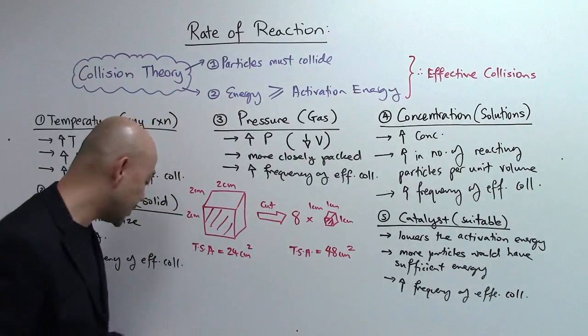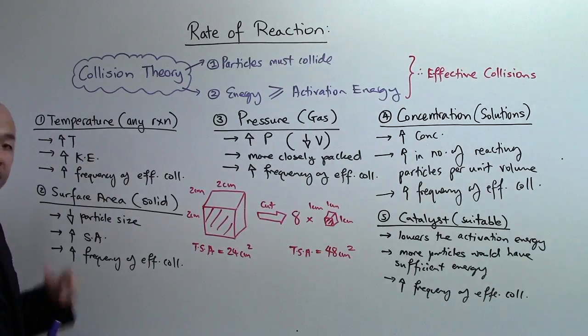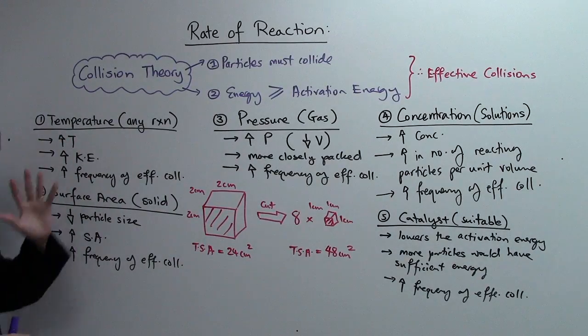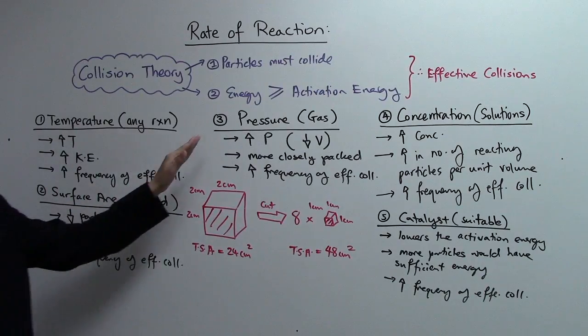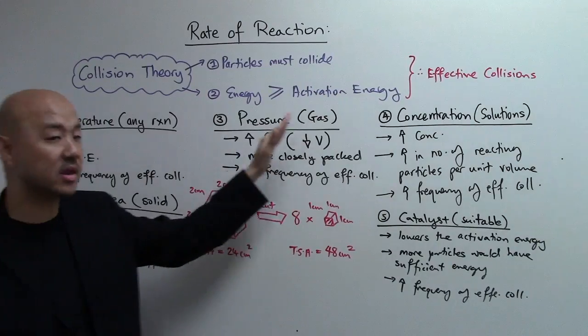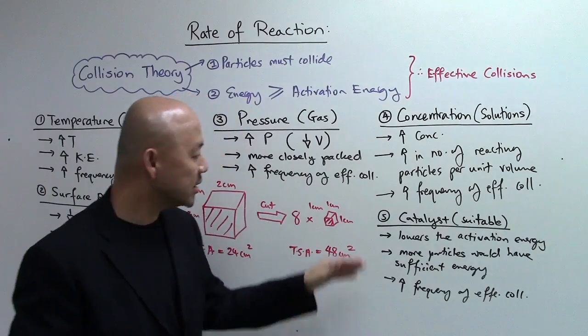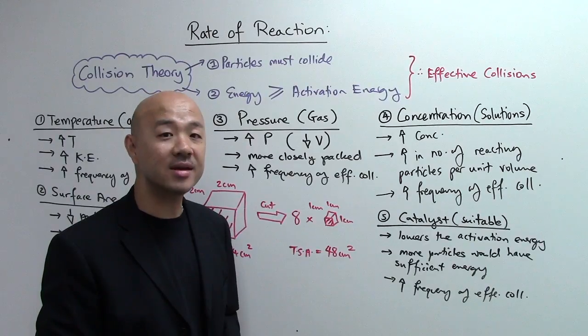Alright, so once again, the summary, collision theory, how do we get effective collisions and why is it important to consider effective collisions when it comes to rate of reaction. And this ties nicely with the 5 factors that will increase or decrease the rate of reaction. Temperature will affect any reaction. Surface area only affects solid reactant. Pressure only affects gaseous reactant. Concentration affects reactant that are in aqueous solutions. Last but not least, by adding a suitable catalyst, we will also increase the rate of reaction.